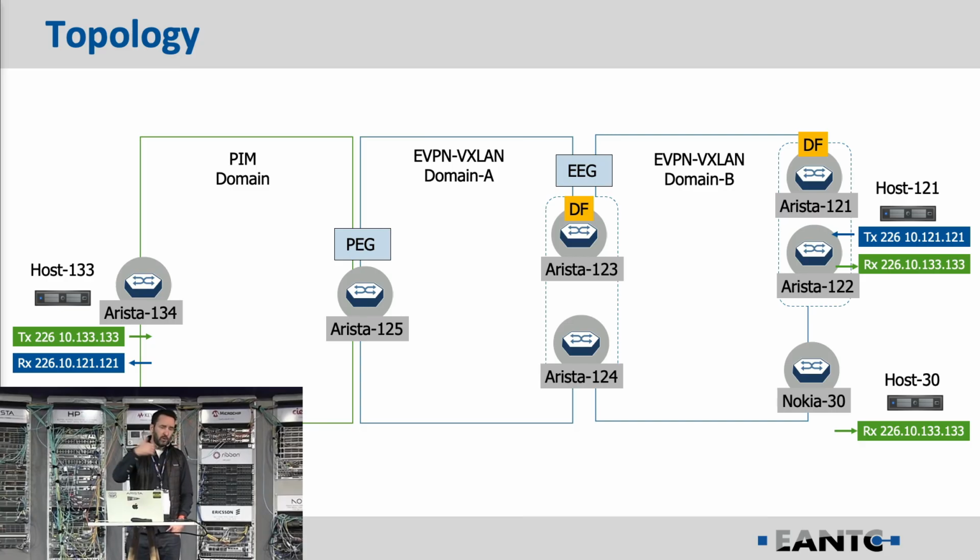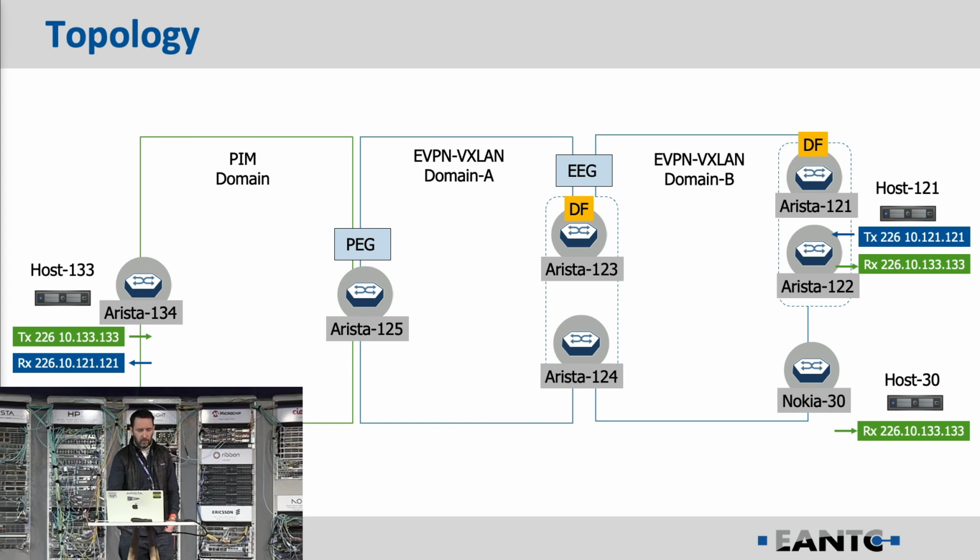And then the sources and receivers are actually in a separate EVPN domain, which is domain B. So therefore now, the PEG is going to do the PIM join, signal the PIM join, then advertise a SMET route into EVPN domain A. And then the EEG is going to now be responsible for taking that SMET route and re-advertising it into a second EVPN domain.